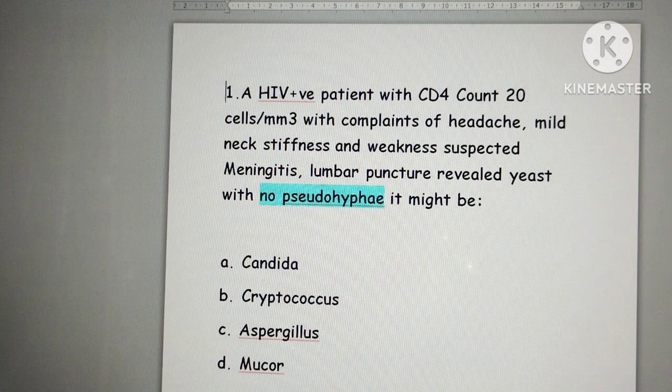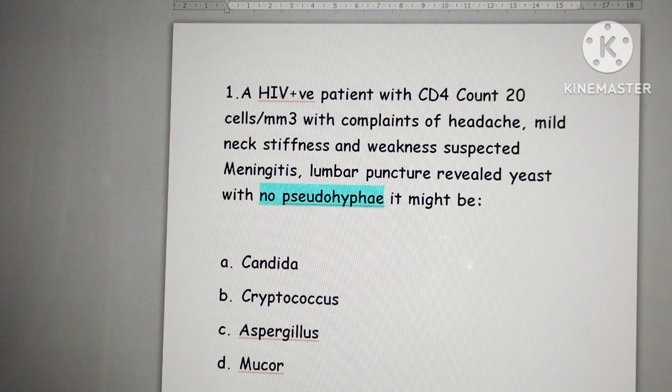So the first question is: an HIV positive patient with a CD4 count of 20 cells, with complaints of headache, mild neck stiffness, and weakness, suspected meningitis, and the lumbar puncture shows yeast with no pseudo hyphae. Okay, so this is the question. So you can make the answer clearly.